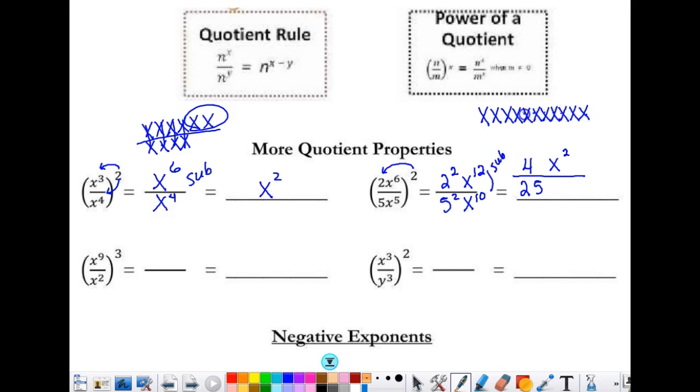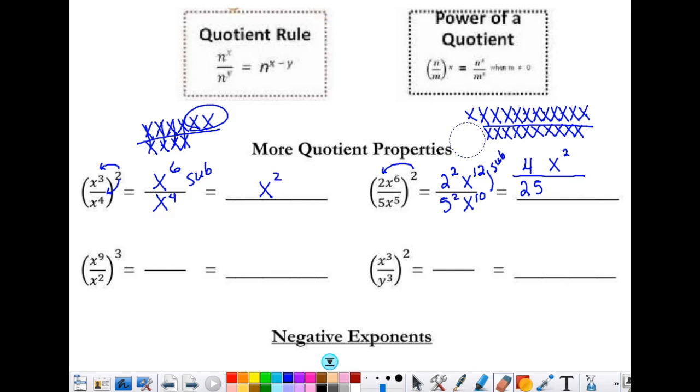3, 4, 5, 6, 7, 8, 9, 10, 11, 12. 1, 2, 3, 4, 5, 6, 7, 8, 9, 10. Oops, I lost count. Let me count again. 3, 4, 5, 6, 7, 8, 9, 10. Okay, so I have 1 too many. So let me erase that real quick.